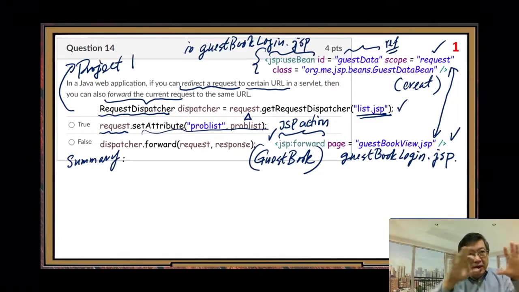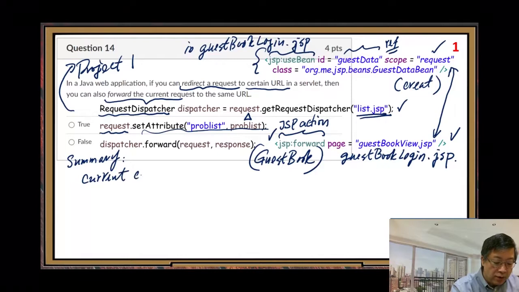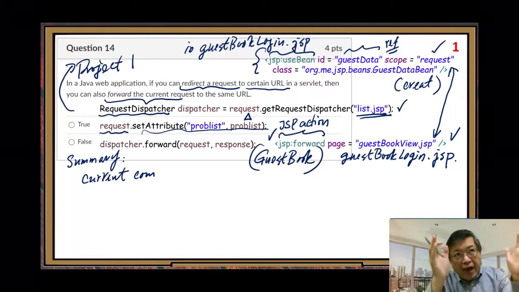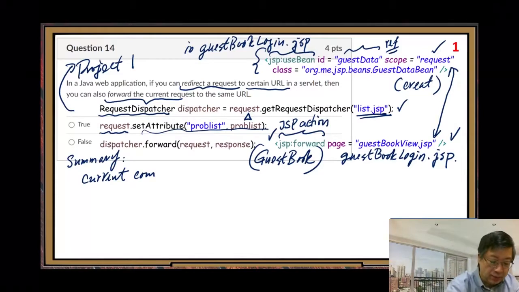First, let me provide you the general situation description. First, we have the current component. So when we talk about where we are, I use this terminology so you can understand what I'm talking about. We have a current component, the current place where we start that forwarding action.